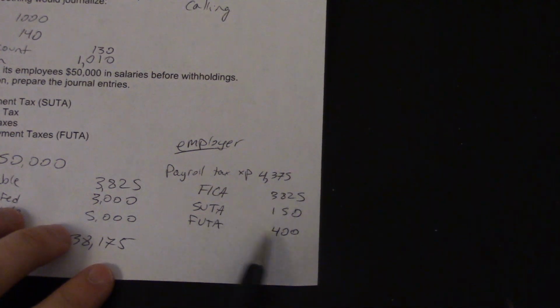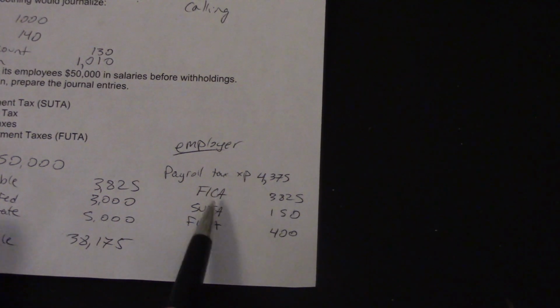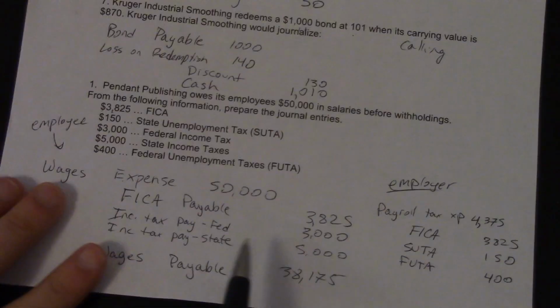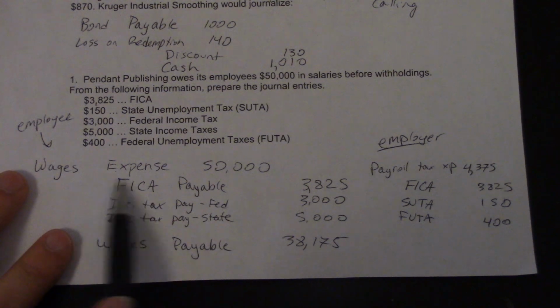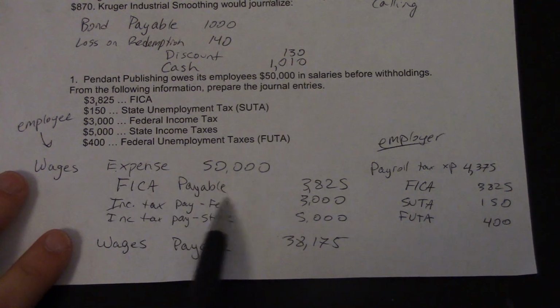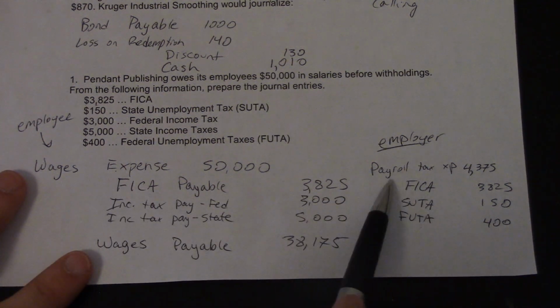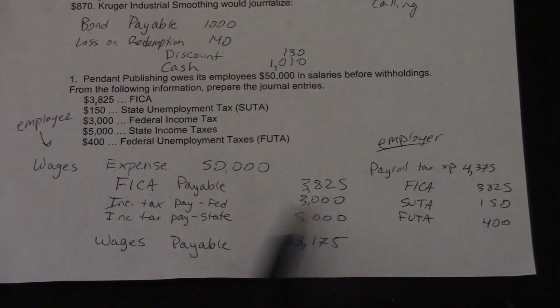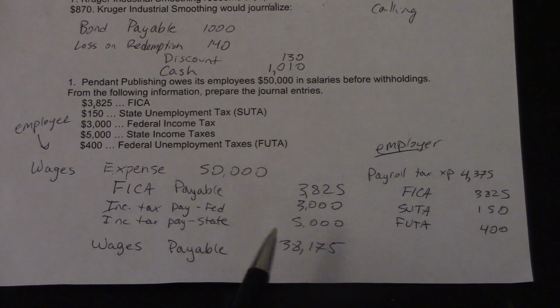Credit FICA, SUTA, FUTA for these amounts. Now recognize that FICA shows up on both sides for the employer and the employee. So the employee pays towards FICA, and then the employer matches whatever the employee is paying. So that's the only one that shows up on both journal entries. That's chapter 10.